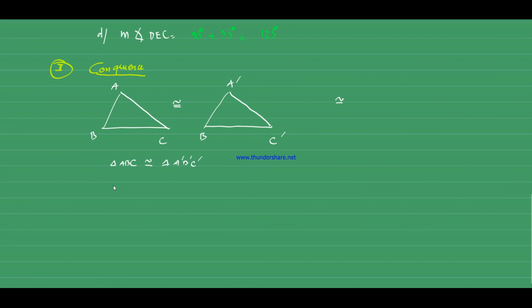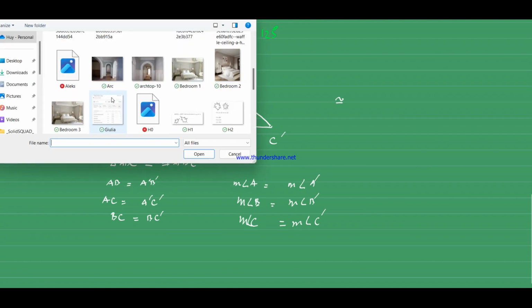Then if it's congruent, we have the sides congruent to each other correspondingly. So AB is congruent to A prime B prime, AC congruent to A prime C prime, BC congruent to B prime C prime, and the measure of angle A equals the measure of angle A prime, angle B equals angle B prime, angle C equals angle C prime. Okay, now it's going to help us solve the problem, which is the one I already erased. So this is the problem.